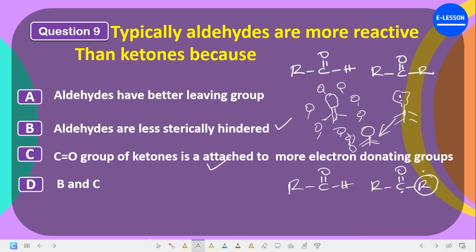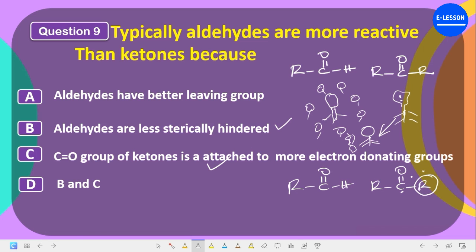And so the correct answer is what? Option D, which is B and C. Aldehydes are less sterically hindered, and the CO group of ketone is attached to a more electron donating group. The more electrons this one donates, it's just like you have your parents supplying you food every time. It will be very difficult for you to go and mingle with people to beg food from or to ask anything from. The reason why most things react is so that they will become stable. So if you're already stable, there is no need for you to react.